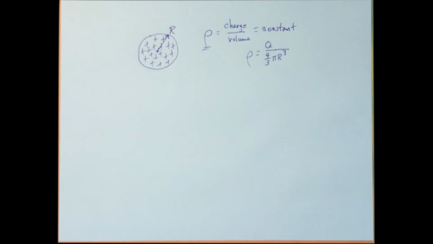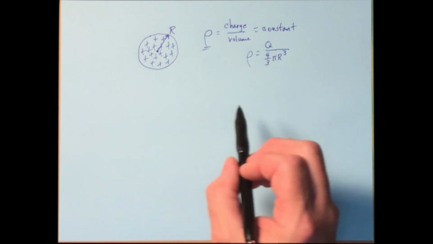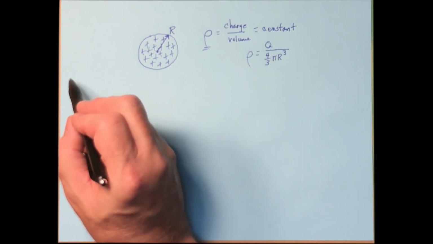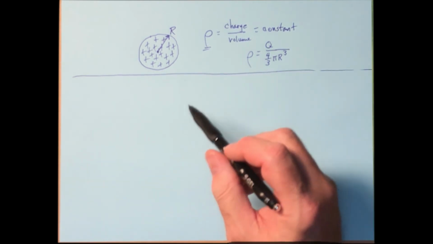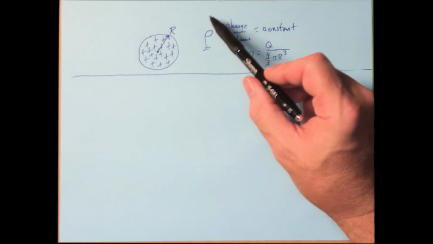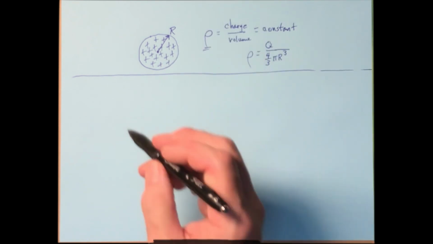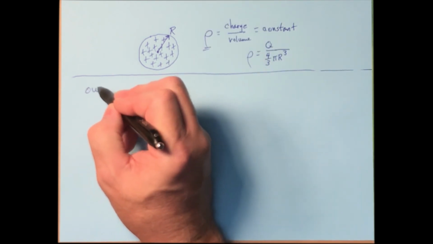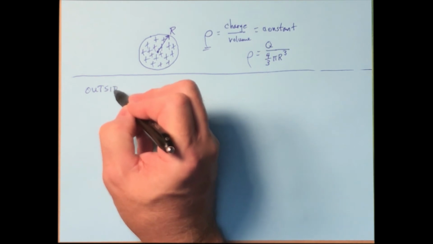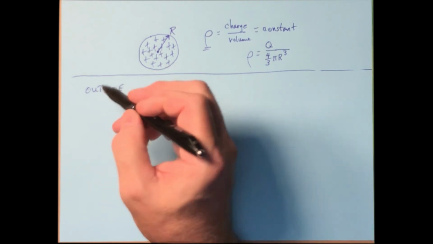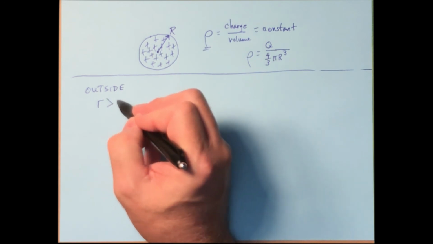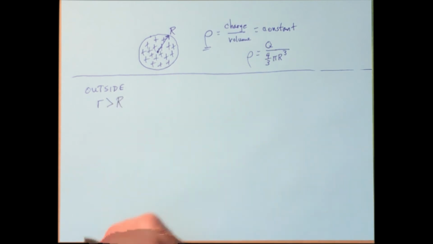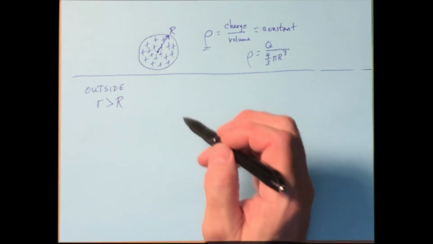All right, well, let's find the electric field for all points here. And in order to do this, you can see the electric field on the inside is going to be different than the electric field on the outside. So let's concentrate first on the outside. The outside would be radii greater than big R. Okay, if we talk about radii that's bigger than big R, then we're on the outside.